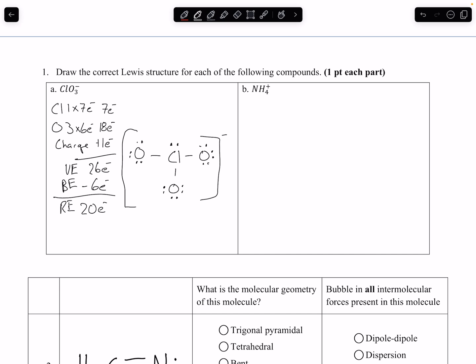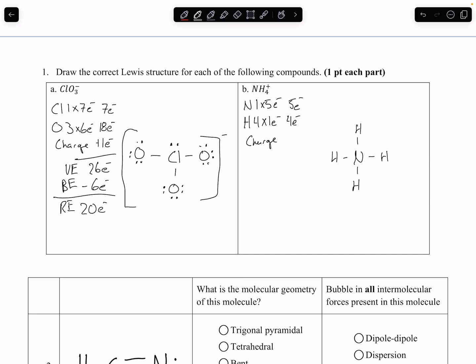Okay, last Lewis structure here, NH4. So again, nitrogen alone in the middle, hydrogens all around: 1 nitrogen, and then 4 hydrogens. Those are times 1 electron each, and this is times 5 electrons. 5, 4, and then our charge. And in intro classes, we don't have very many positively charged ions, polyatomic ions in particular.